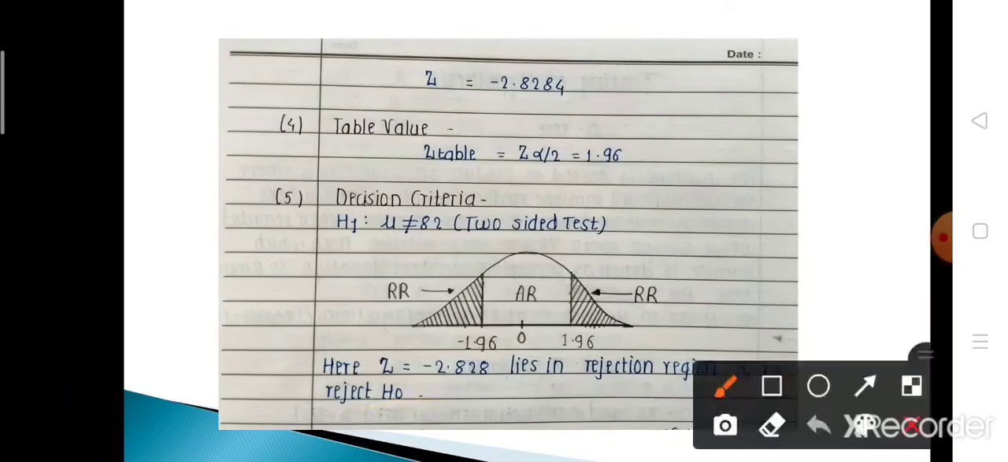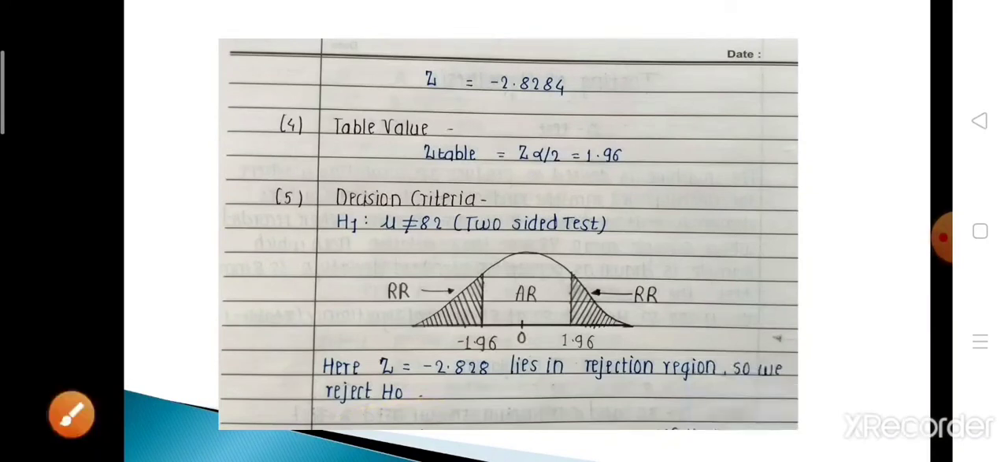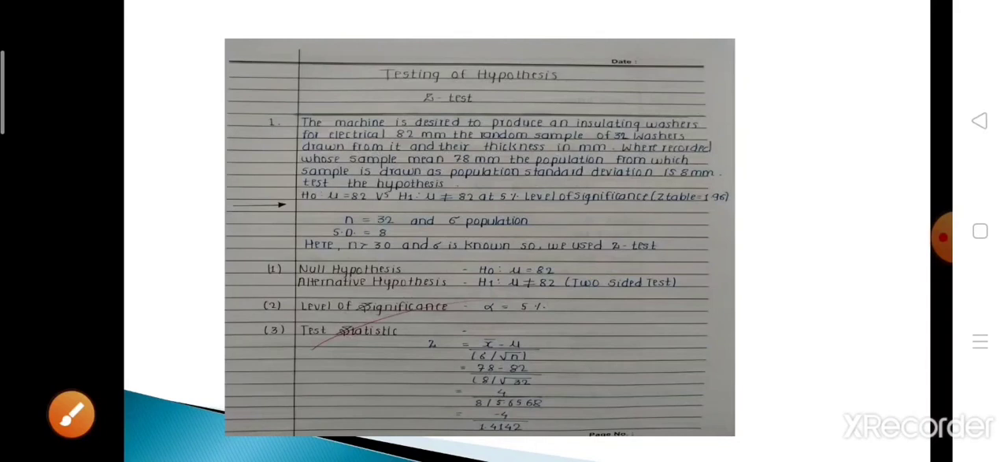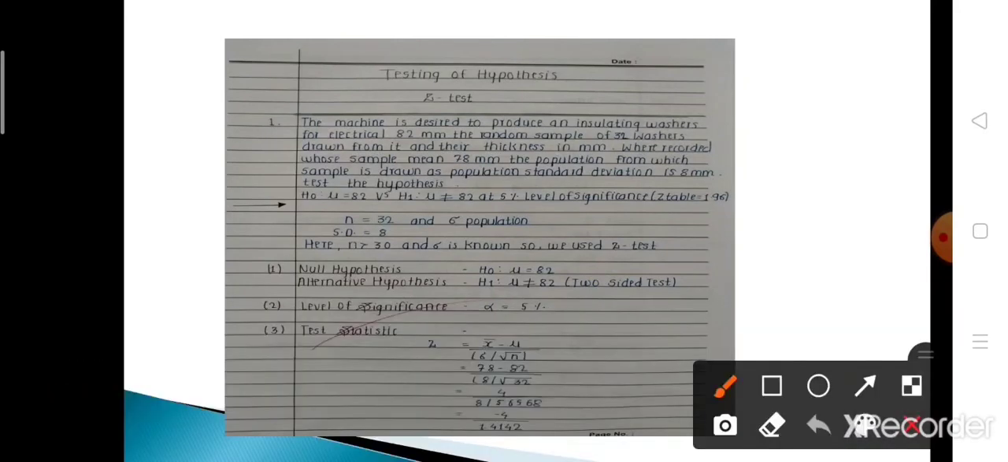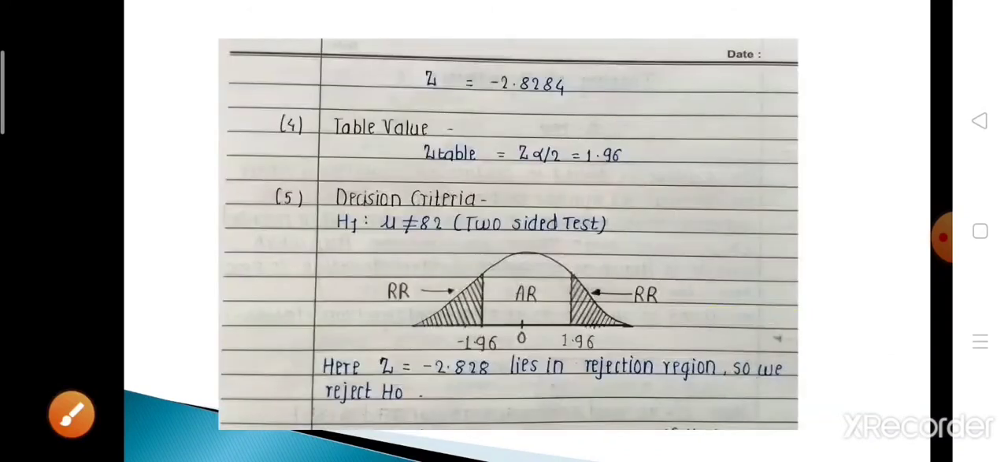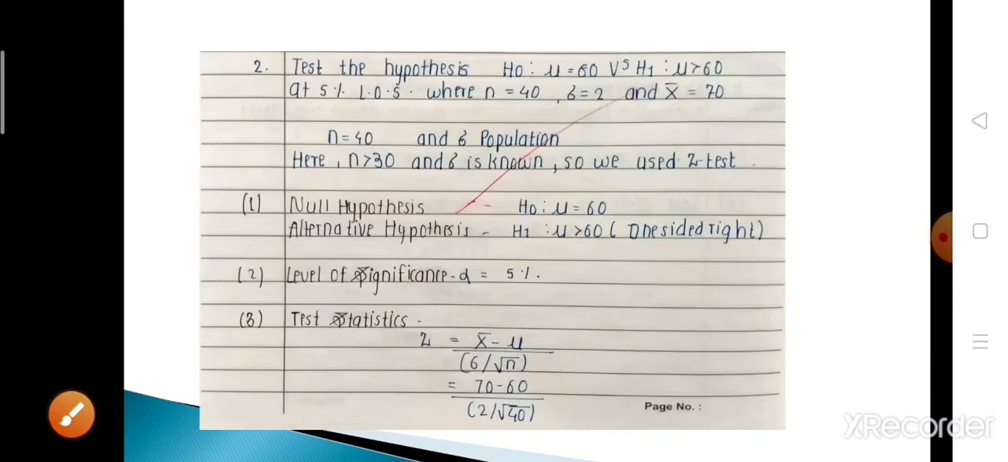What is H naught? Mu is equal to 82. That means we reject H naught, that means we accept H1, that is mu is not equal to 82. That means on the basis of the sample, the average thickness is not equal to 82 mm. Okay. Now let's see the second example.